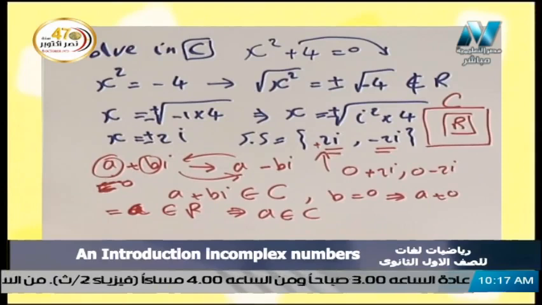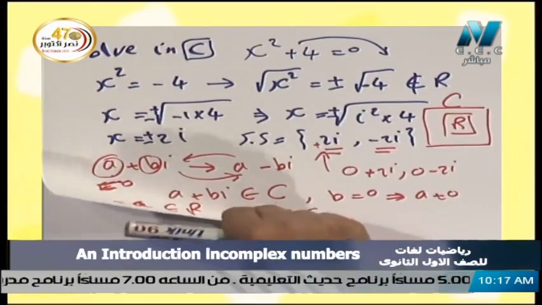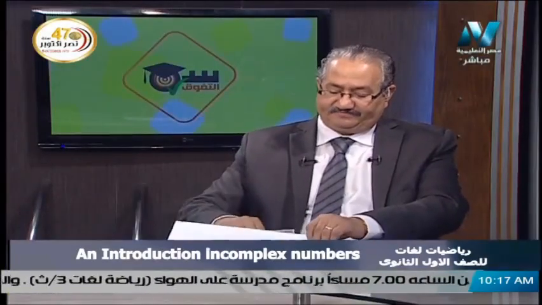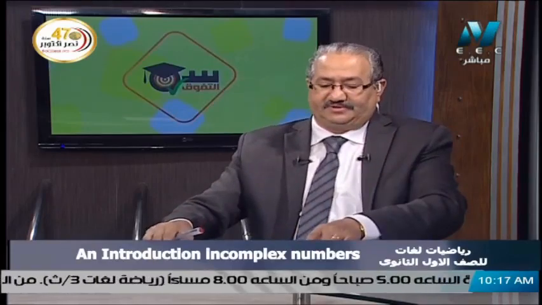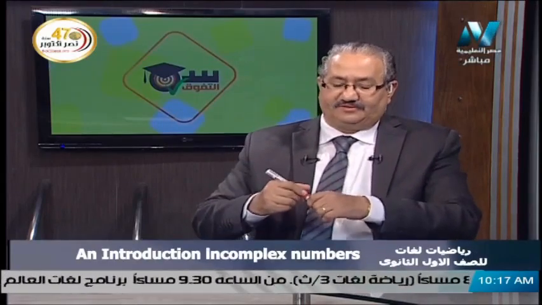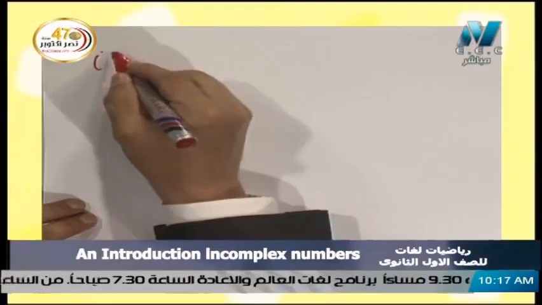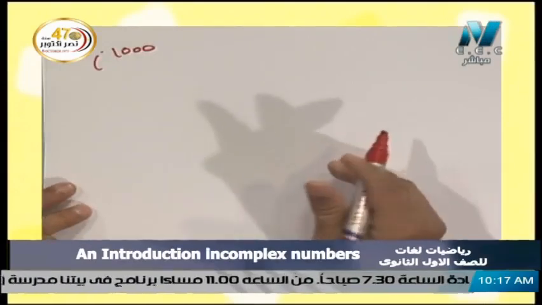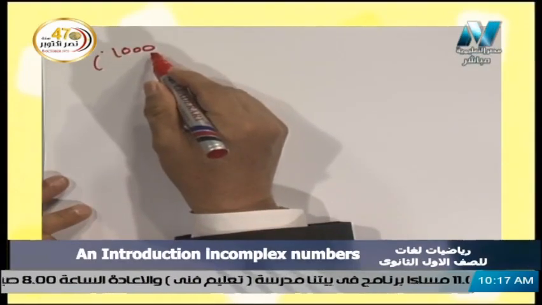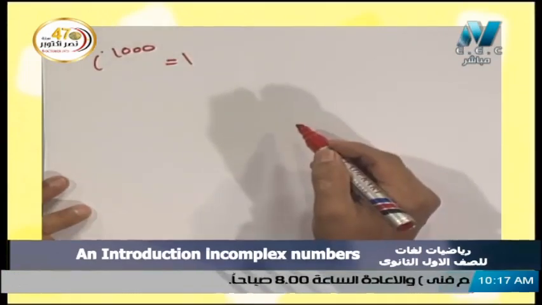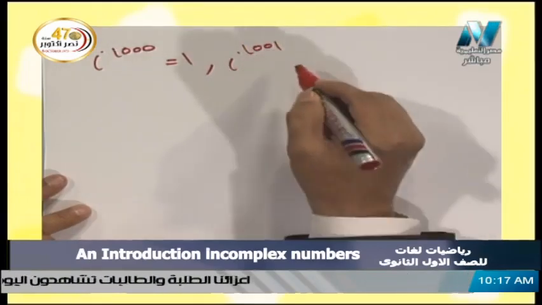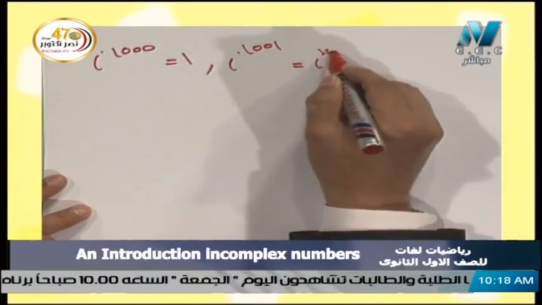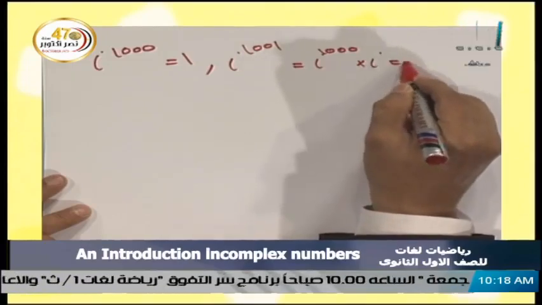Okay, let's move to another example for us. Let's move forward with i again, with i power a very large number, for example i power 1000. If we have i power 1000 like that, what is it? We know 1000 is divisible by 4, so it is a multiple of 4, so it's 1. Yes, it's very easy. But i power 1001 is i power 1000, which is 1, multiplied by i, so it's i.